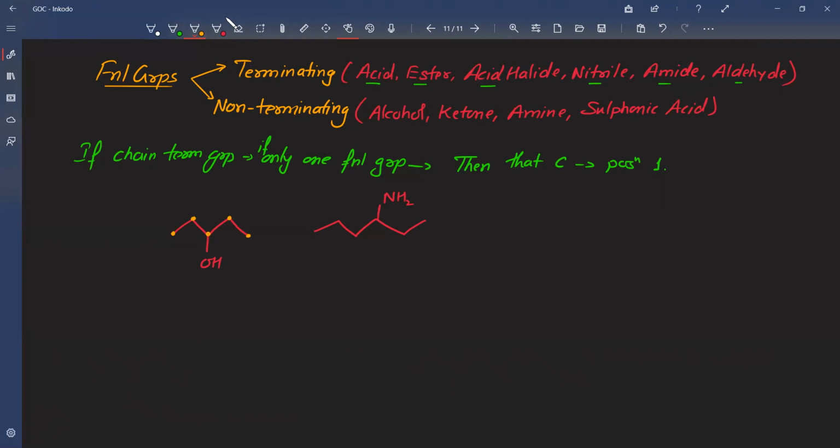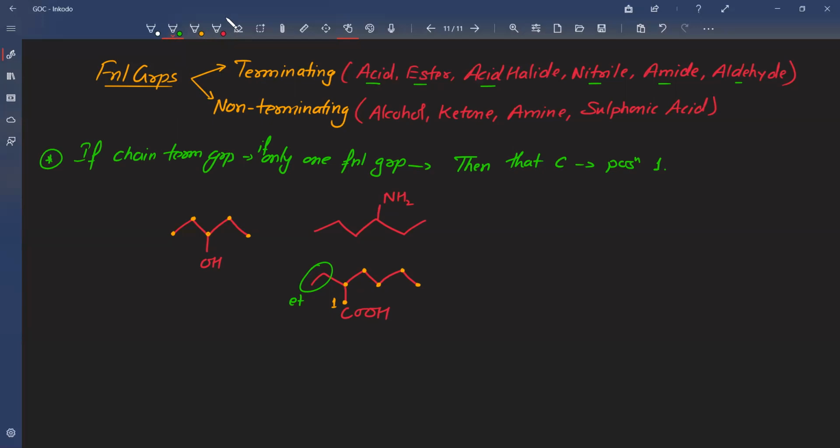But if it is COOH, say here you have COOH, then this is the first carbon always. This is part of the chain, right? That's why they are chain terminating groups. So here the chain terminates, or you can say from here the chain starts. Now in this acid example, this is the substituent, ethyl. So this will be 2-ethyl. 1, 2, 3. 2-ethyl hexanoic acid. Clear?